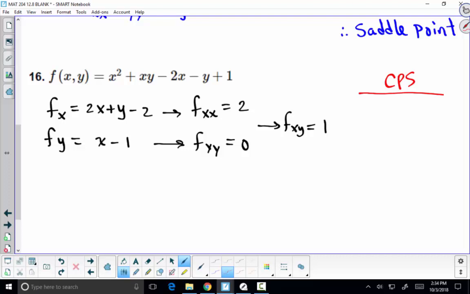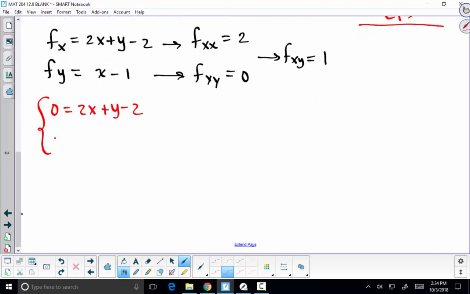So critical points are where the partials are simultaneously 0. So let's set up a system to find our critical points. So that's our system. The solution for the second equation is x equals 1. We plug that into the first equation, which is going to give us y equals 0. So our only critical point is 1, 0.